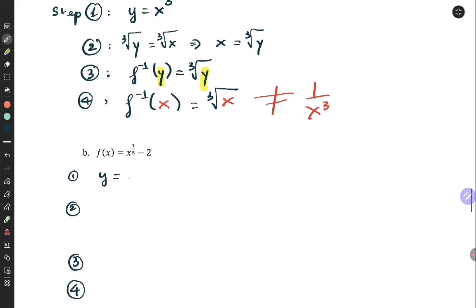First step, I'm gonna do 1/5 minus 2. Okay, do that. Step 2, step 3, and step 4. Correct, yeah. There you go, that's the inverse.